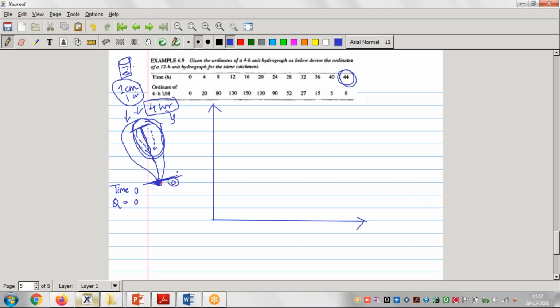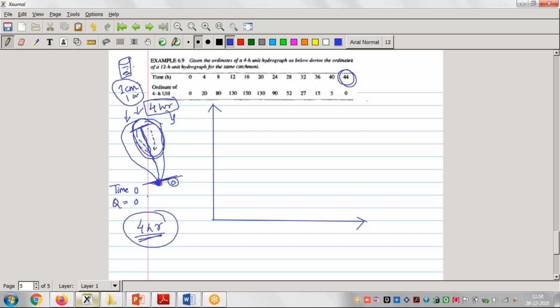Because why is it 0? Because the rainfall has stopped. Is it okay? My point is clear. Yes, doctor. Now clear. Rainfall occurred only for 4 hours.